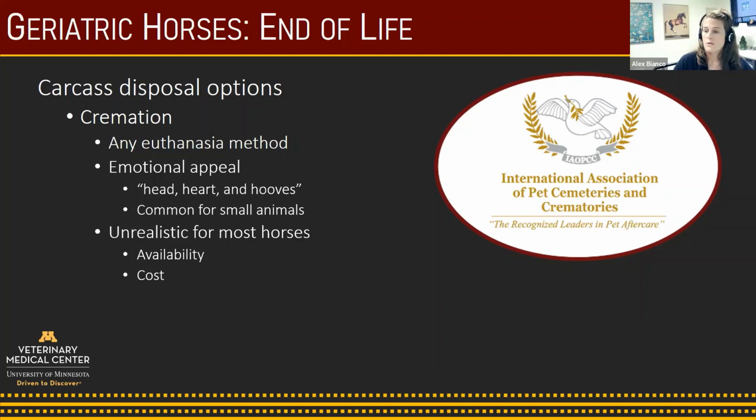So especially when you're talking about whole body cremation, to cremate an entire horse runs at least $1 per pound. So it is expensive, and you have to be able to transport the horse.